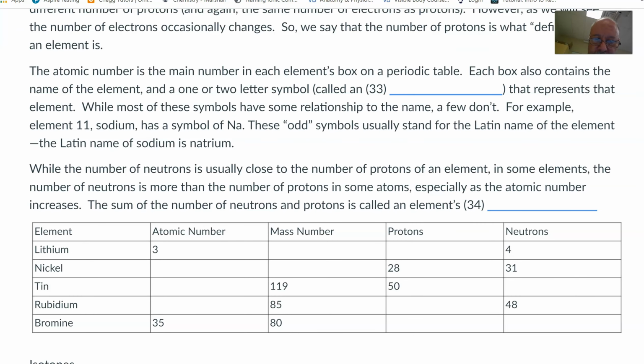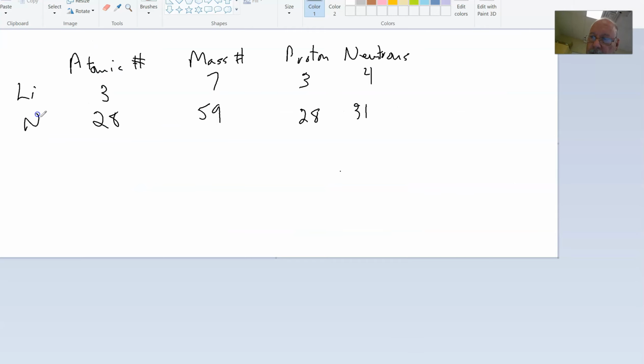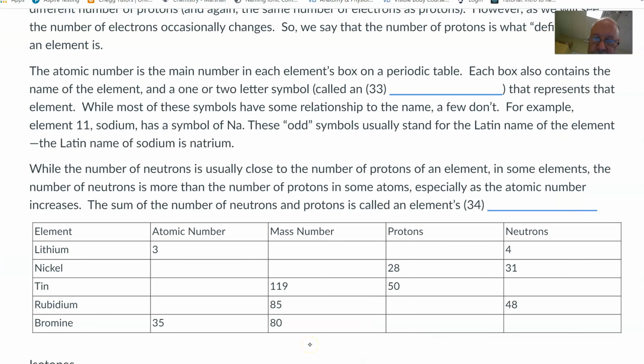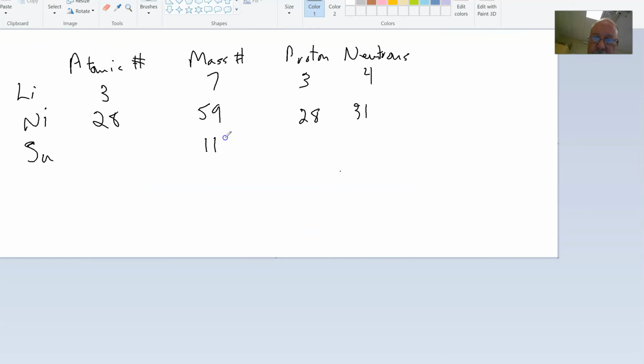If I have 119 as a mass number, and 50 is the number of protons. Then to find the number of neutrons, I have to subtract the number of protons from the mass number, and that would give me 69. And the atomic number would also be 50.